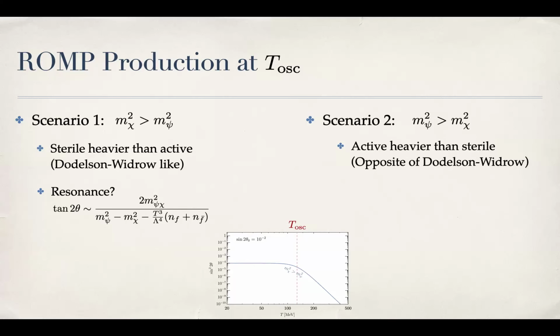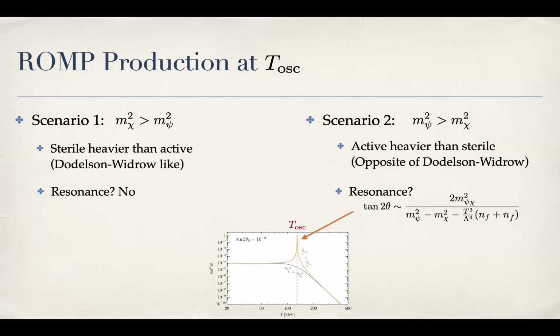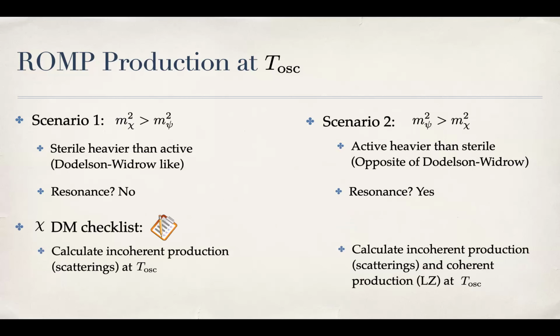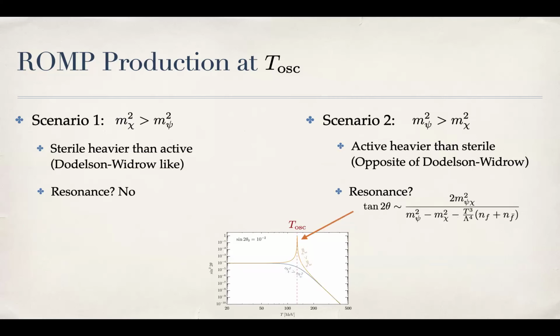Now, in the opposite hierarchy, you have a sign flip. So m_psi squared is greater than m_chi squared. And so you can have a brief moment in time where your m_psi squared is equal to this T cubed over lambda to the fourth term, and you have a resonance, and your mixing angle blows up. So you have a brief moment when your mixing angle goes to 1. And so you have a resonant effect there, which you have to check. This Landau-Zener contribution.